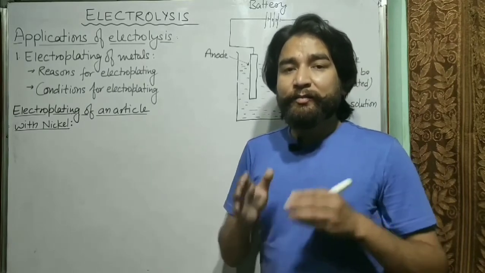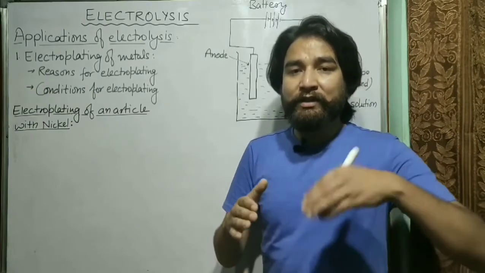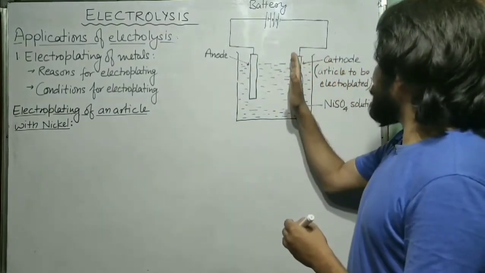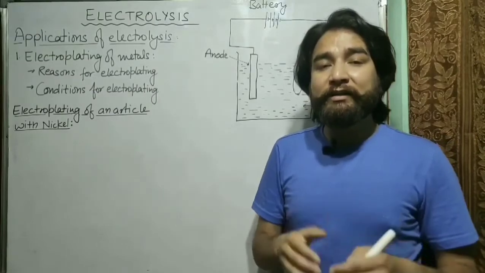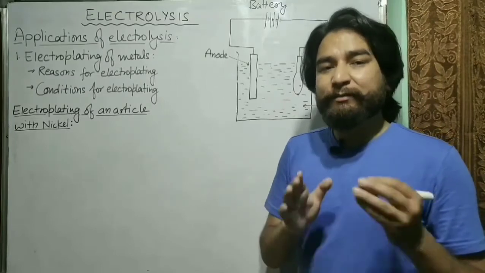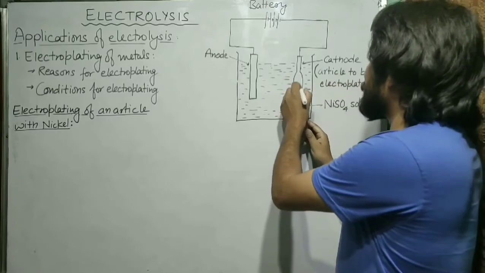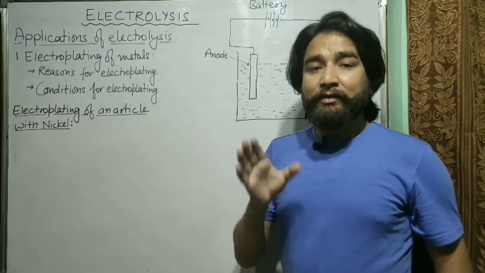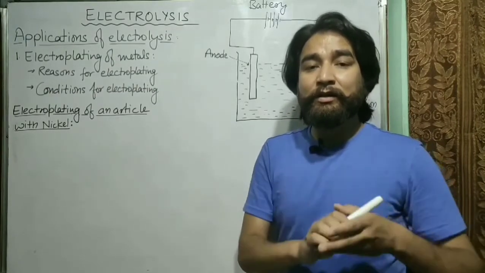The answer is because, you know that the article on which electroplating is to be done, on the surface of this article there must be deposition of the metal, and you know that the deposition of metal takes place at cathode. So because the deposition of metal takes place at cathode, therefore the article which is to be electroplated must be kept at cathode.